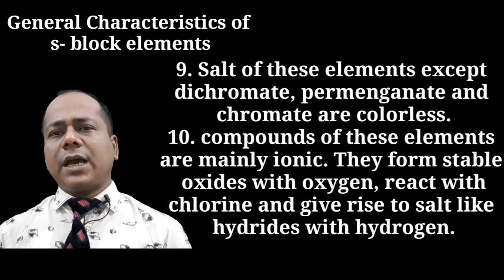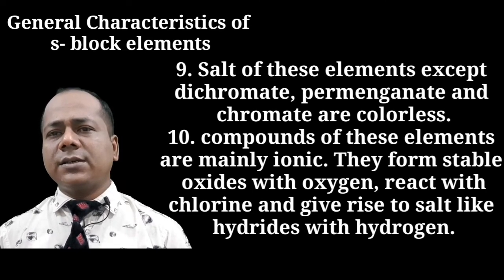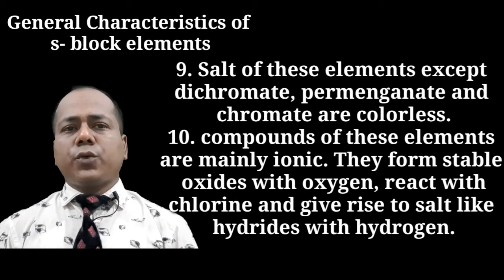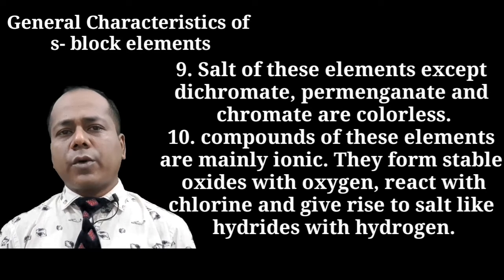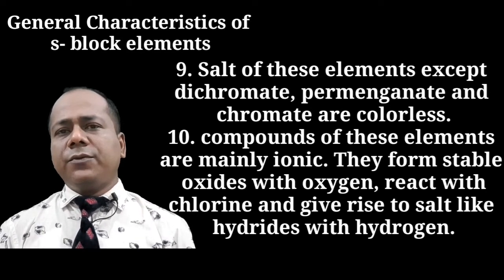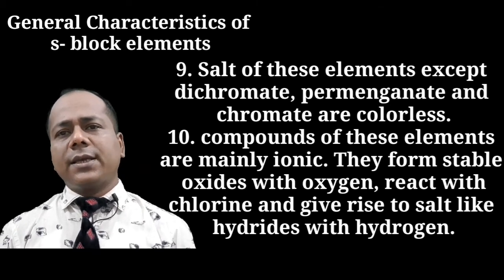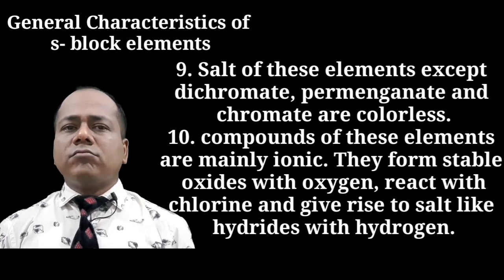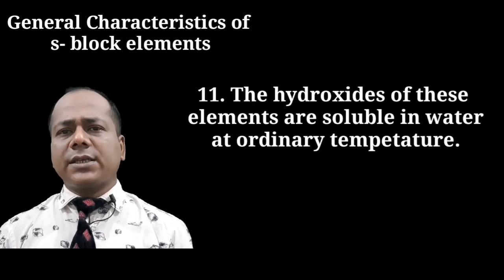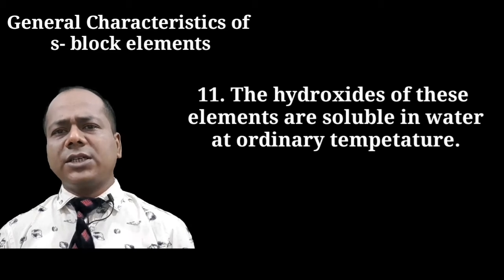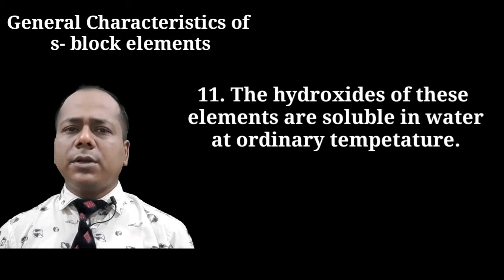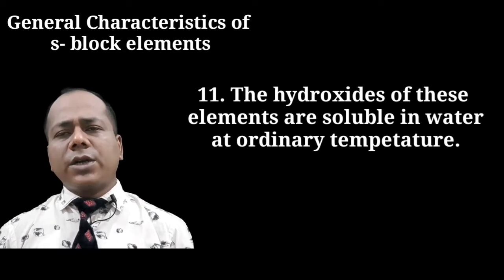They form stable oxides with oxygen, such as sodium oxide and calcium oxide. They react with chlorine to produce chlorides such as sodium chloride and calcium chloride, and give rise to salt-like hydrides with hydrogen. The hydroxides of these elements, except calcium hydroxide, magnesium hydroxide and beryllium hydroxide, are soluble in water at ordinary temperature.